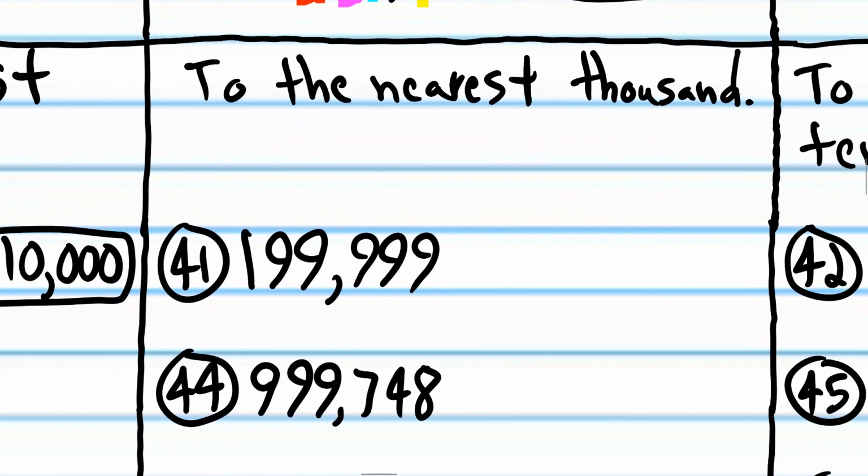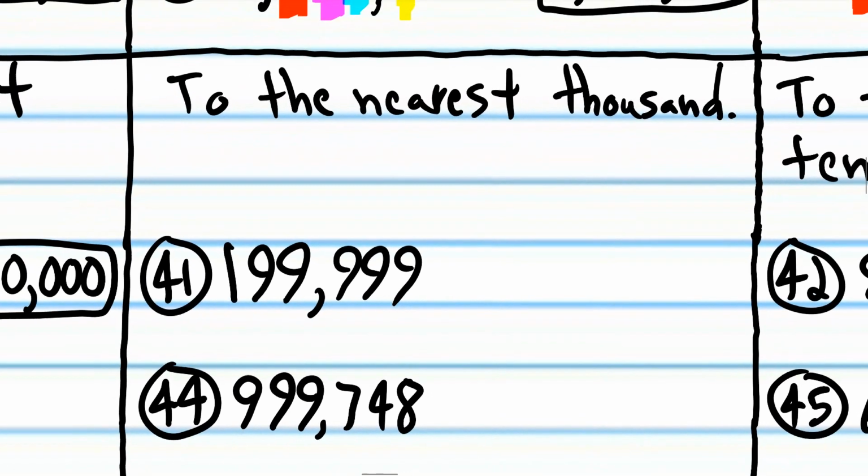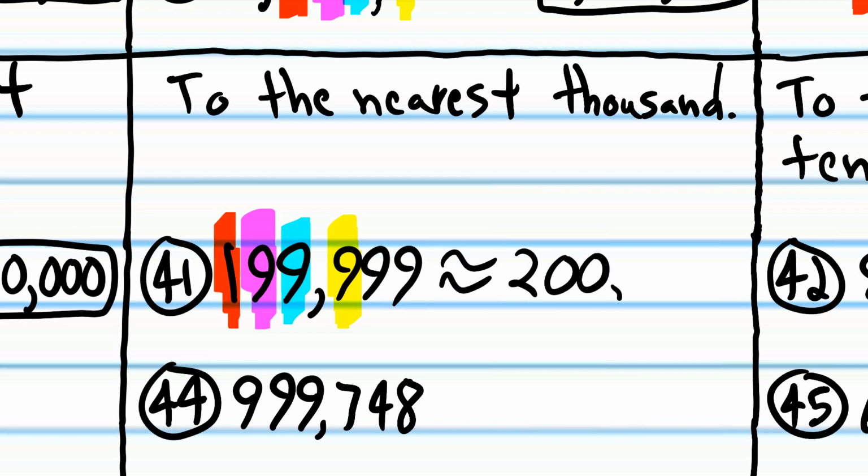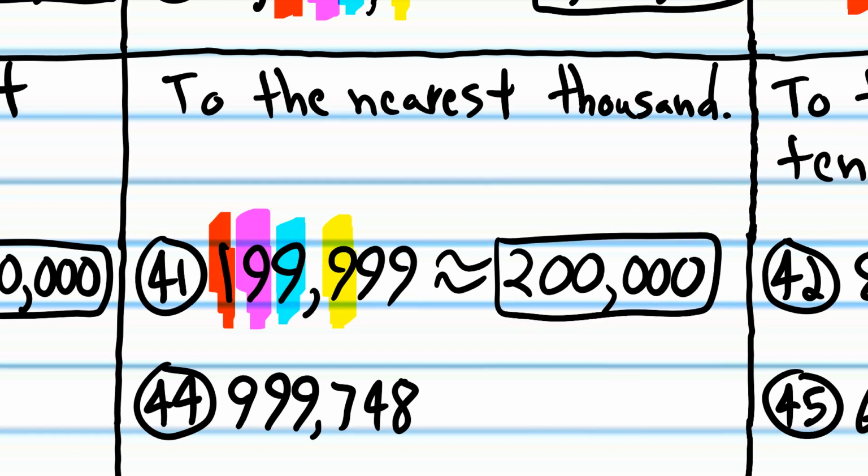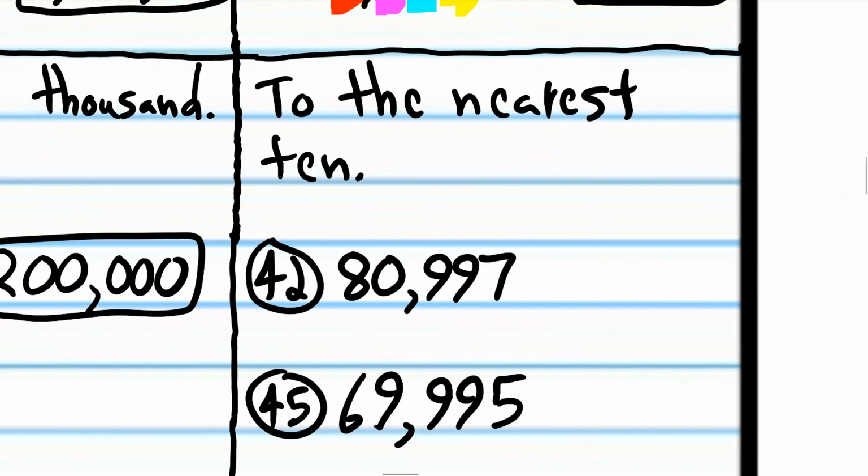Why don't you try 41, and when you come back, we'll do it together. All right, we're back. This 9 is in the thousandths place. The 9 next to it tells us to round up. So we have to round this number up, but it can't go up anymore. So we have to change this number. So the 1 goes up to 2, and all the other numbers go to 0. So if you got 200,000, good job.